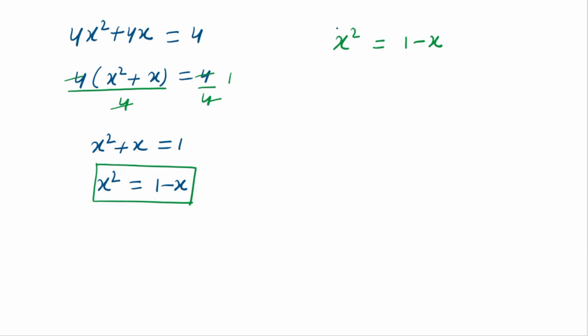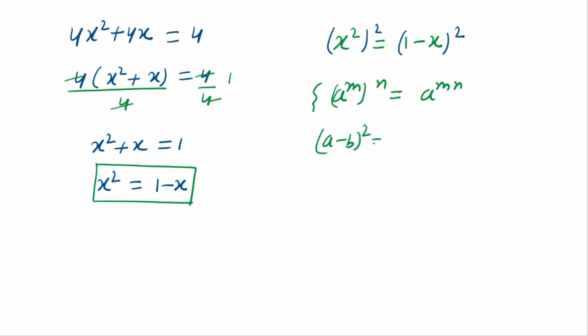Now if we take square both sides, then in left hand side we will apply this rule, a power m bracket power n, this is equals to a power m into n, and in right hand side we will apply a minus b whole square, this is equals to a square minus 2ab plus b square.